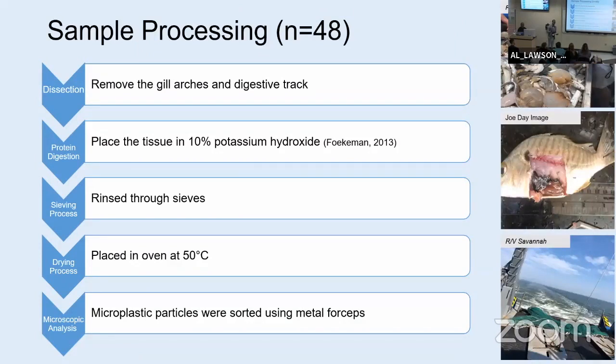So samples were dried, measured, and weighed. The measurements were taken from the standard limits. Gill arches and digestive tracts were dissected and placed in a 10% potassium hydroxide solution for protein digestion. After 24 hours, specimens were sieved and then placed in an oven set at 50 degrees Celsius. Then the microplastics were examined underneath a stereo microscope for visual identification of the polymers.